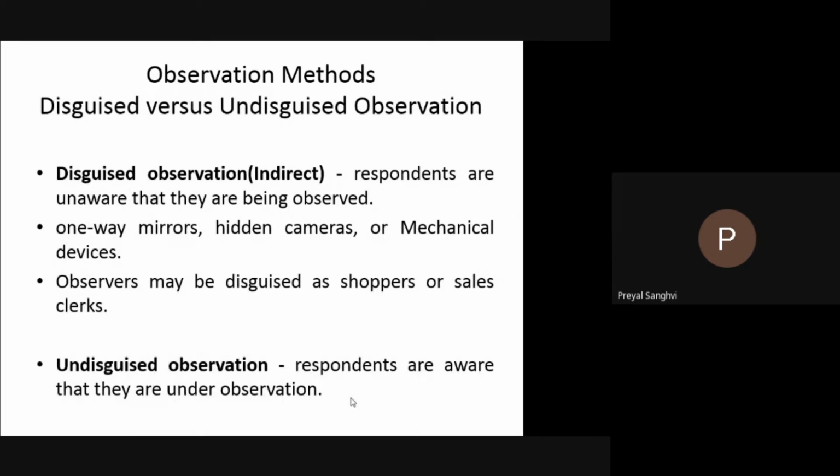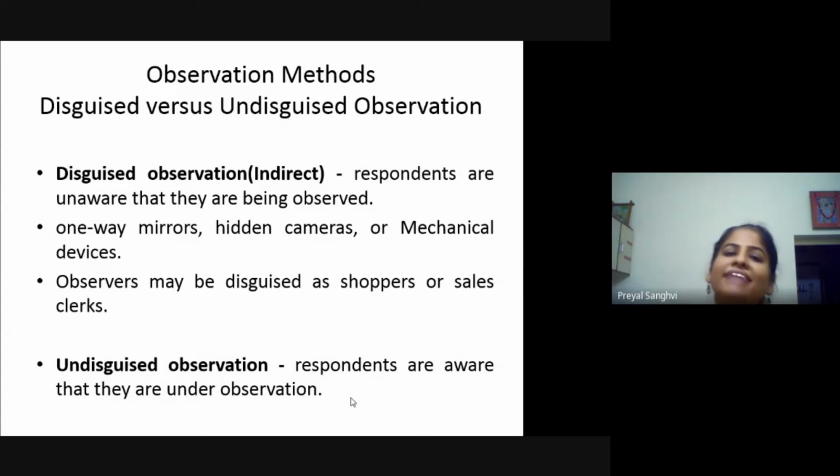If we talk about disguised observation, then it is an indirect observation. If we talk about undisguised observation, then it is a direct observation. So first, if we are going to discuss disguised observation, in that case respondents are unaware that somebody is observing them. This is known as a disguised observation.